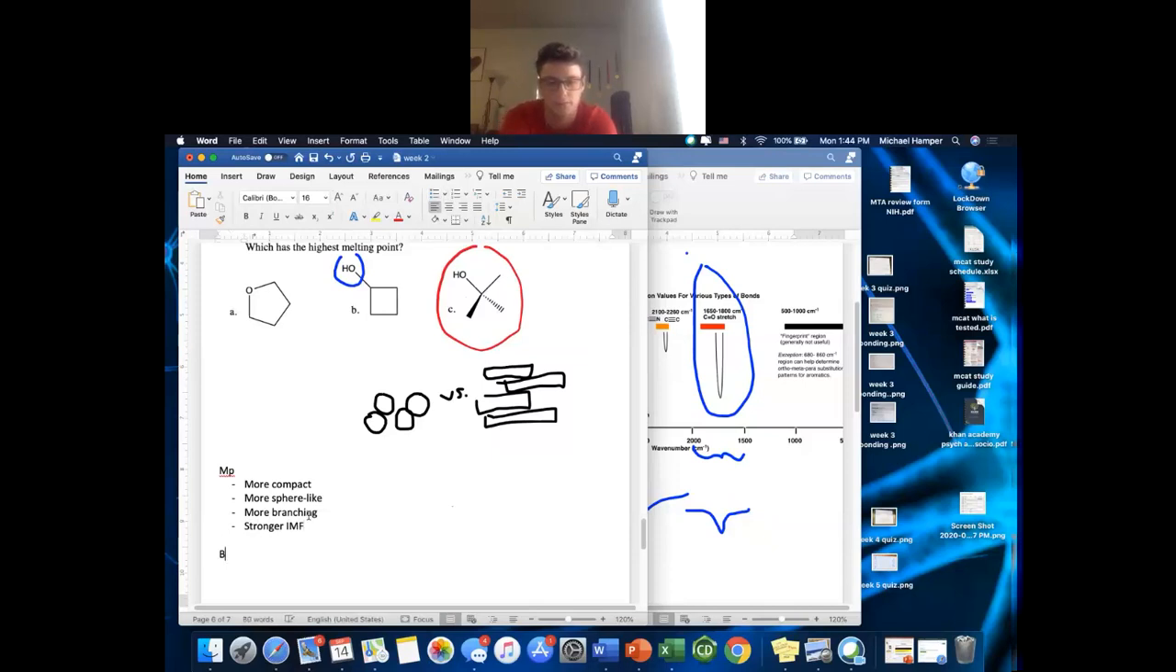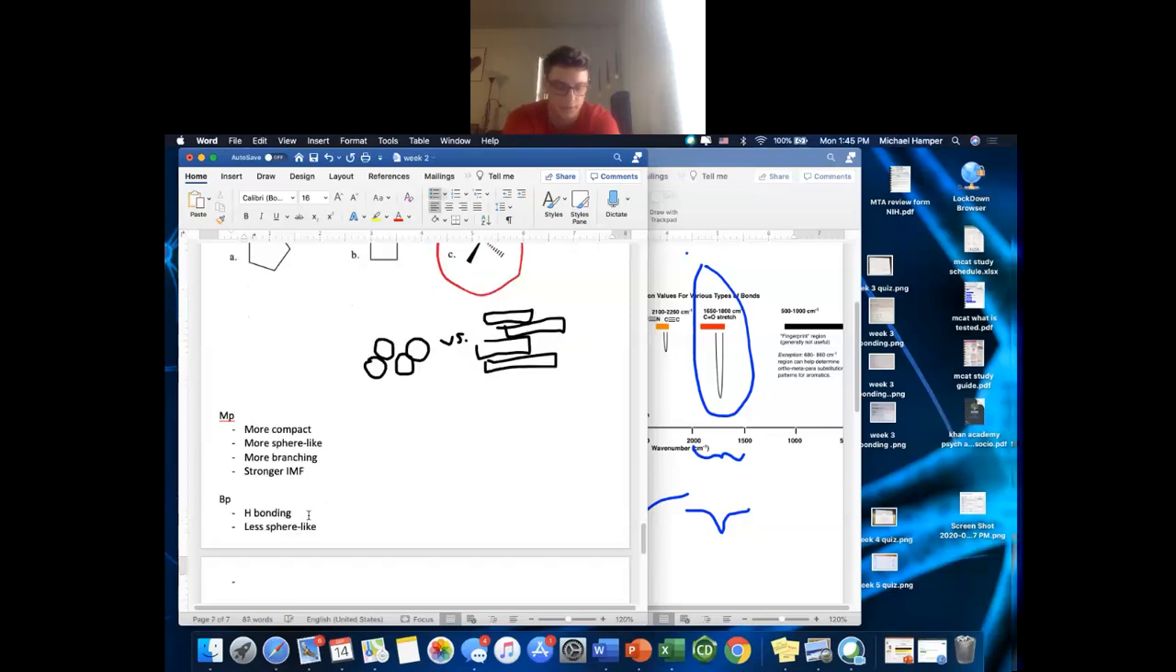Similarly, but with some differences, if you want a higher boiling point, then again, something that we spoke of before, you have more hydrogen bonding, less sphere-like, so less 3D. Less branching, and more surface area. So these are increased.